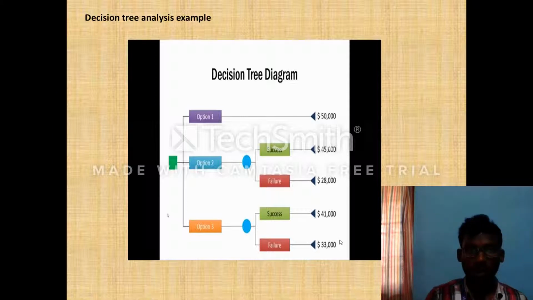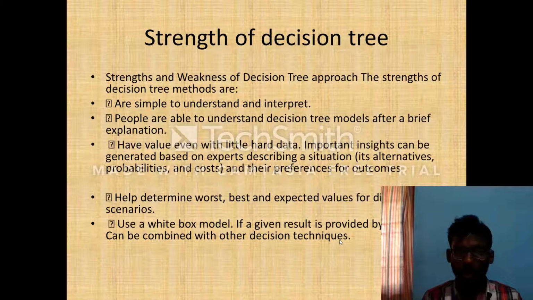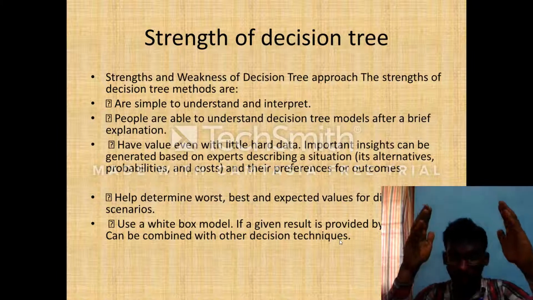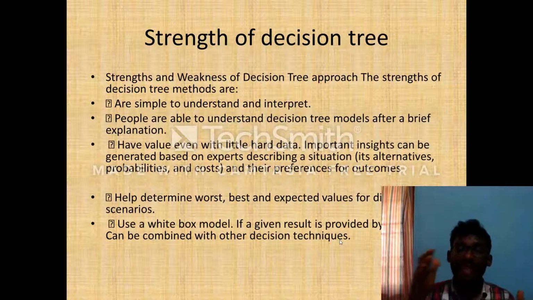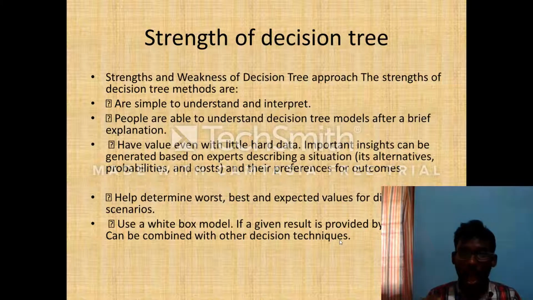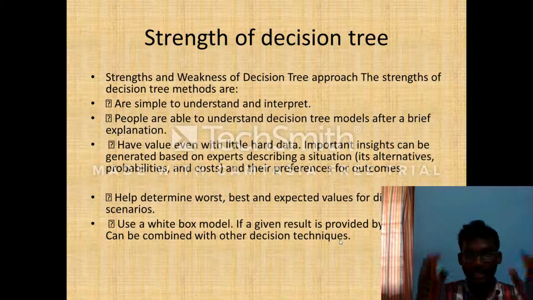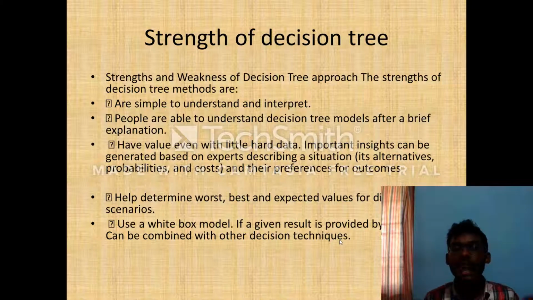Let's see about the strengths of the decision tree. As I told, a decision tree is an algorithm-like structure, so it is very easy to understand and interpret. People are able to understand a decision tree after a brief explanation. If you have large, hard data, it is very difficult to understand. To make it simpler and easier, we use a decision tree.